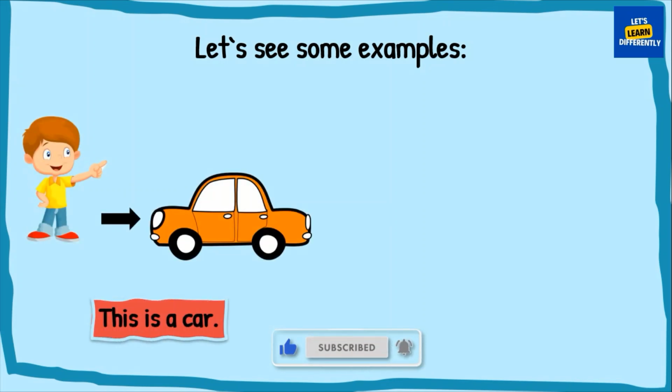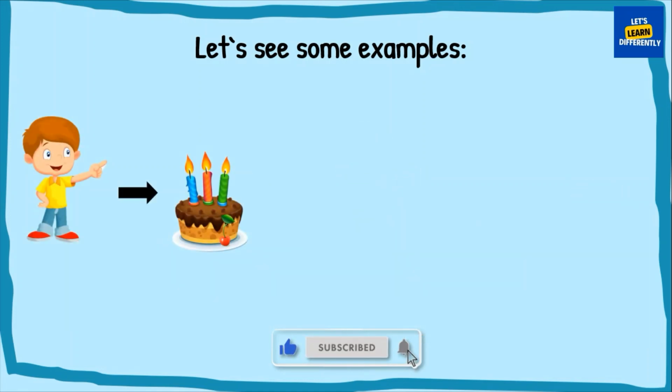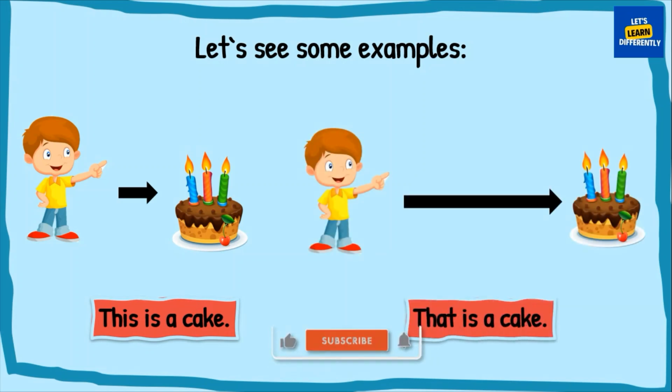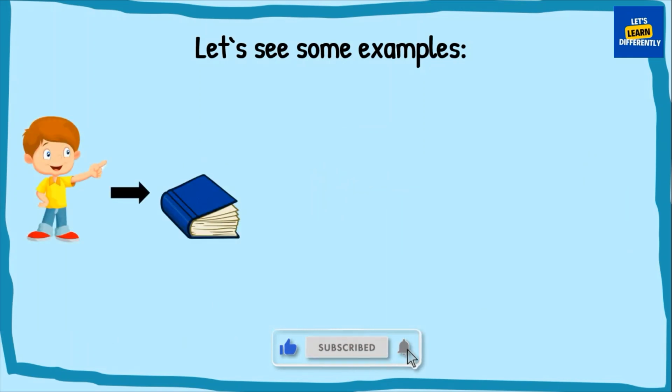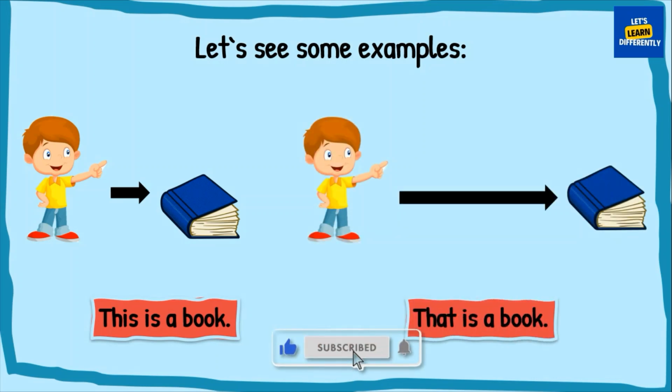This is a car. That is a car. This is a cake. That is a cake. This is a book. That is a book.